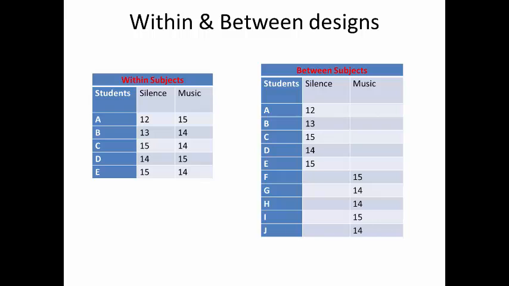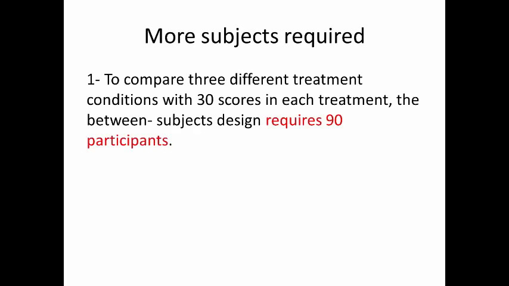However, in the between subject design, as you see on the right side, we do the same thing, but we work on two different samples or two different groups. The first group receives the silence treatment, and the second group receives the music treatment to see which treatment works better. If you use between subject design, you have to be aware of the limitations of this method and also the threats to internal validity.